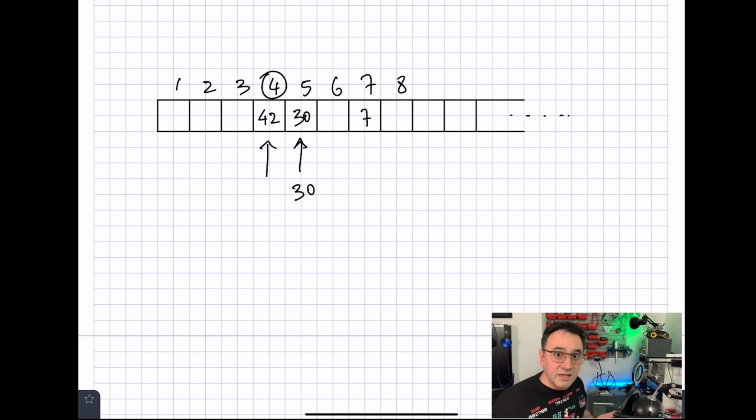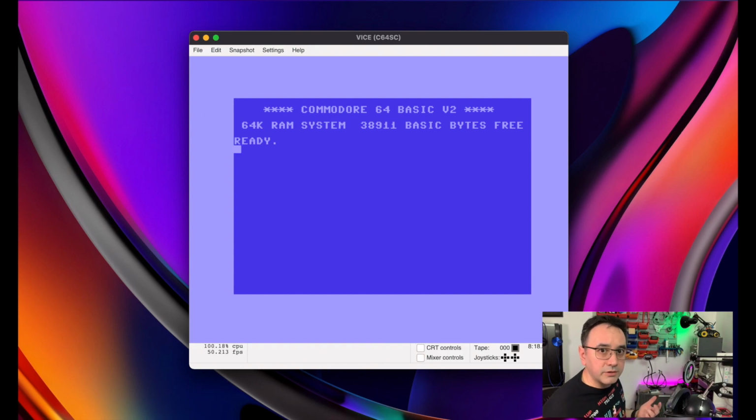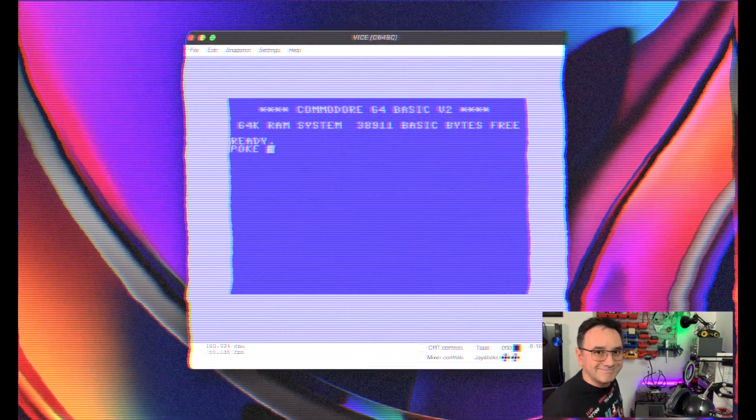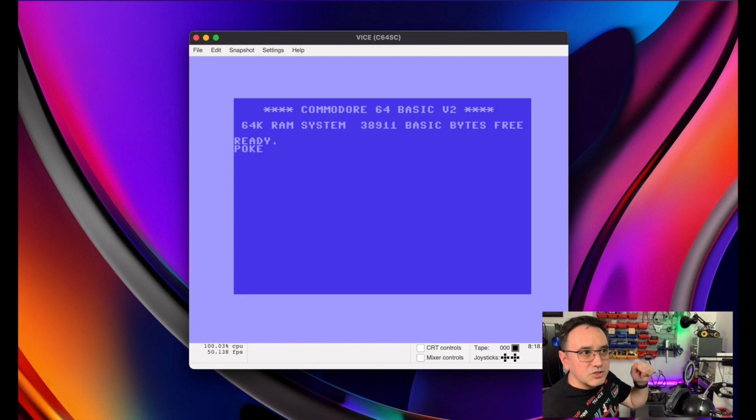Let's take a look at an example on the simulator, so maybe it will make things a little easier to understand. Okay, we are back here in our emulator, and let's type, for example, a POKE command. What is a POKE command? It's a command called POKE, and it changes a memory address to the value that you want.